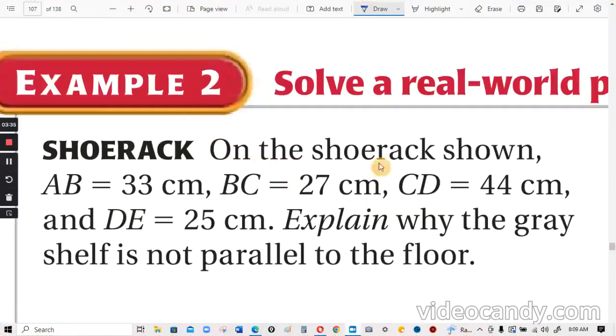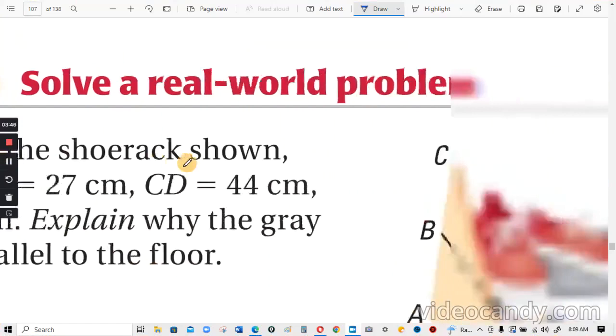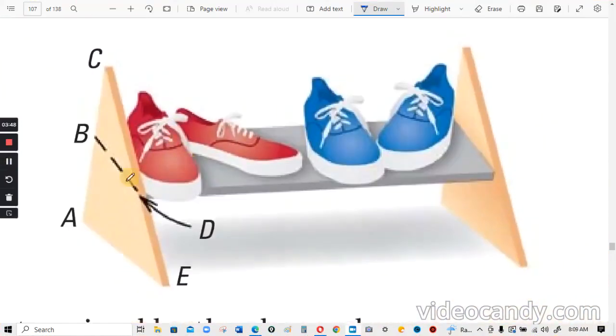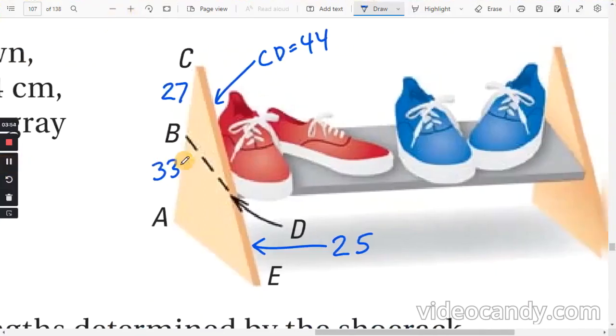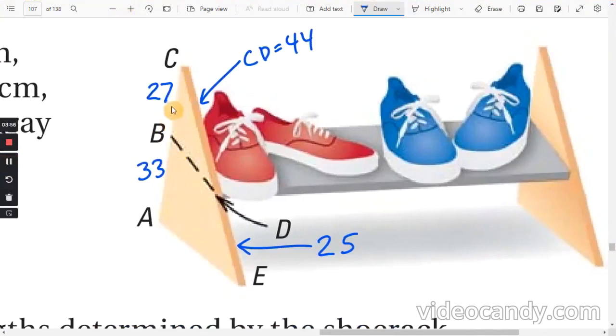Example 2. On the shoe rack shown, AB is 33, BC is 27, CD is 44, DE is 25. Explain why the gray shelf is not parallel to the floor. All right, I'm going to have to label these side lengths. Okay, all of these units were in centimeters. So it said CB is 27, BA is 33, CD is 44, and DE is 25.